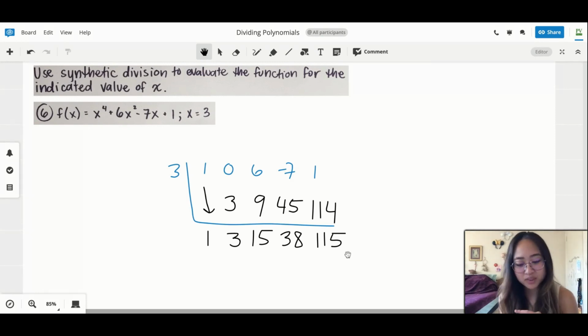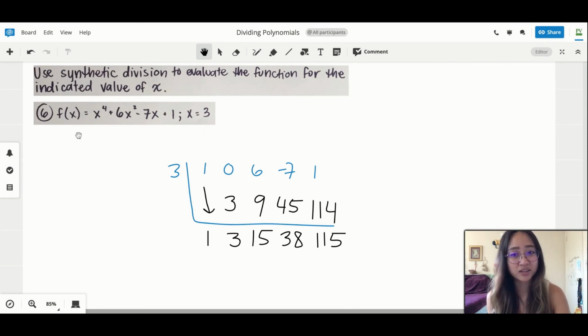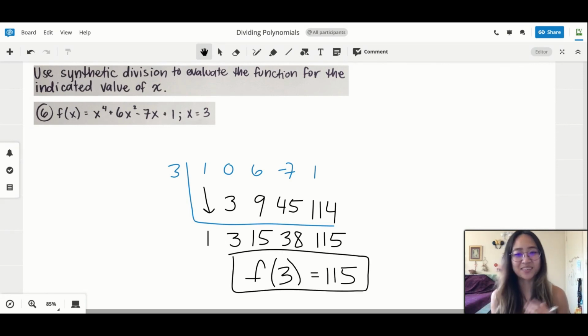So just like with the previous problems that we did, we had to come up with a whole answer in polynomial form with a remainder. But since this one is just evaluate f of x for the given value of 3, our final answer would just be f of 3 equals 115. And that's it. We don't even have to write out any long polynomials like we did for the last ones.